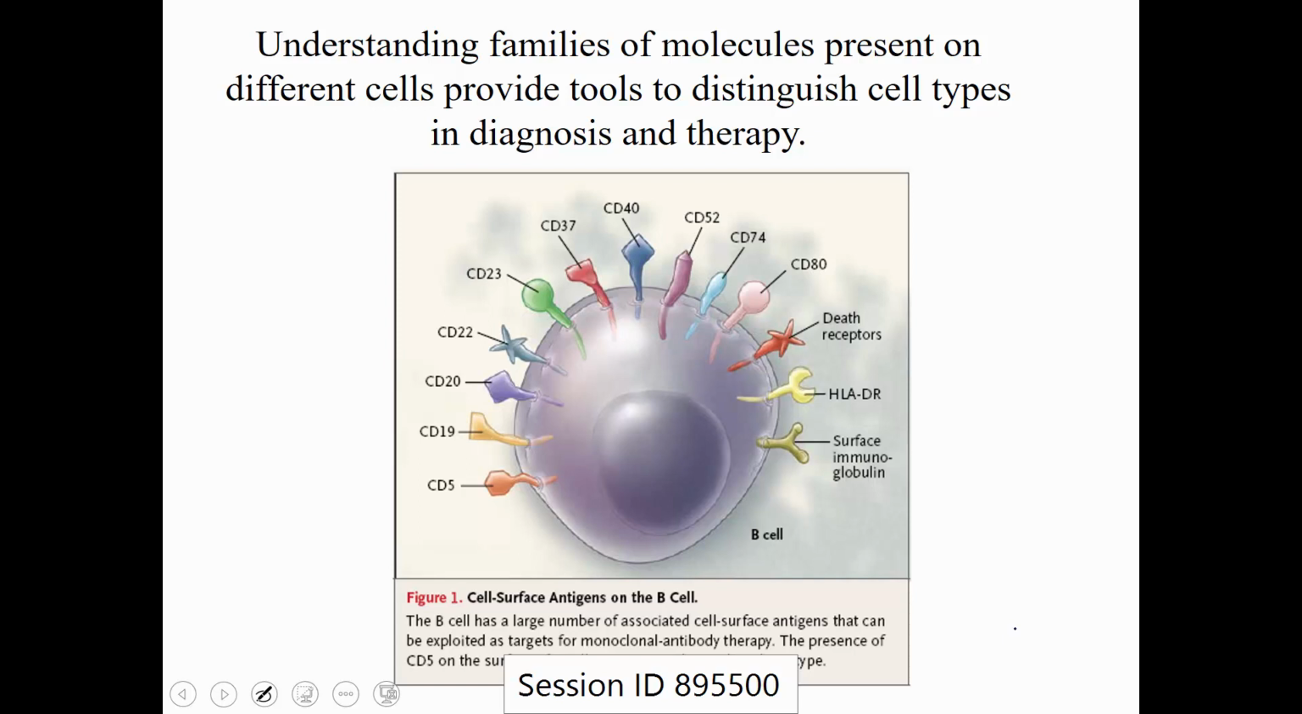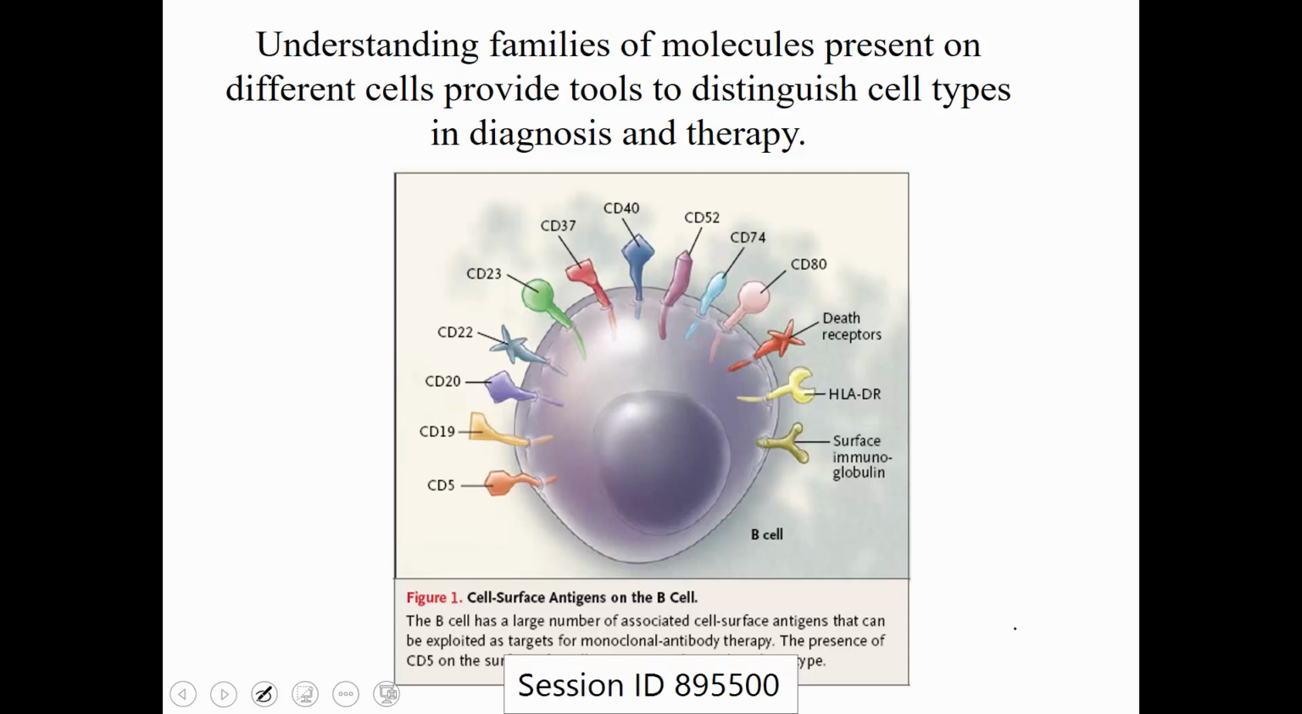CD, cluster of differentiation, identified on leukocytes. Okay, now they can be on other cells. But when we start talking about CD20, this is a marker of B cells. And we're going to talk about it a lot. CD19, another marker of B cells. And you have all these different families of CD markers on cells.